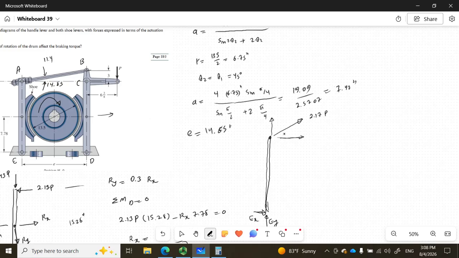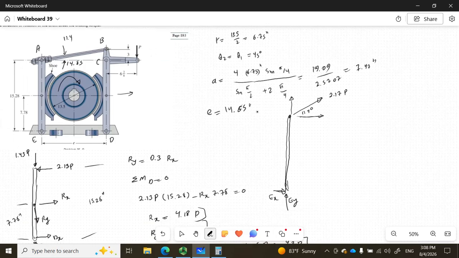This angle is 11.4 degrees. Okay, and then at this point let's figure out the direction of Rx and Ry. So the left shoe and the right shoe are similar, but the only difference is, look, this guy's rotating like this, so it's actually going to drag this up here like that. So Ry is going to go like this. You see, on the other side it was going down, but here it's going to go up, and then the Rx force is going to be like this.